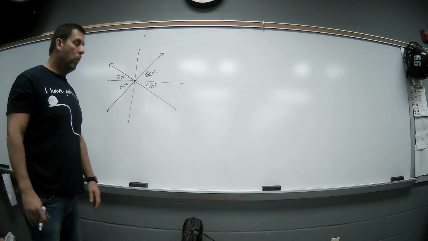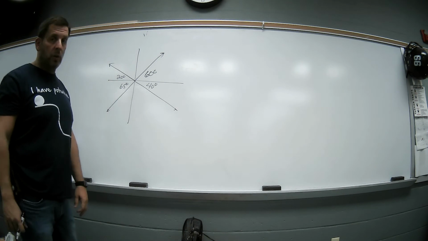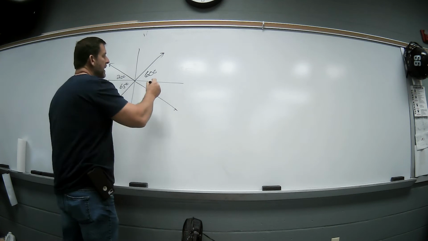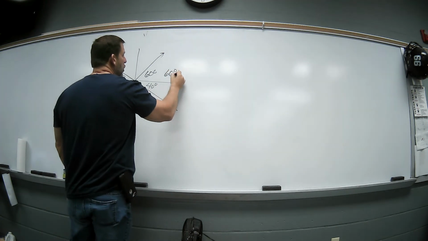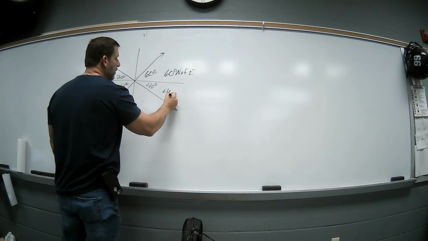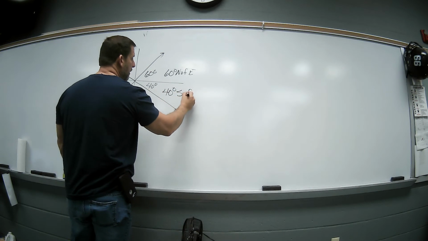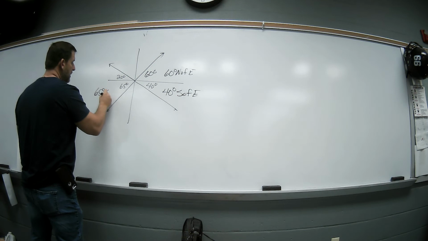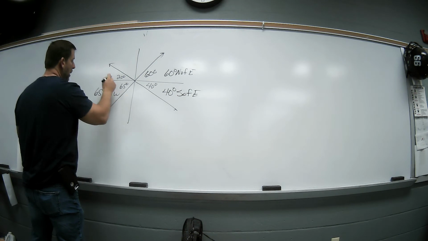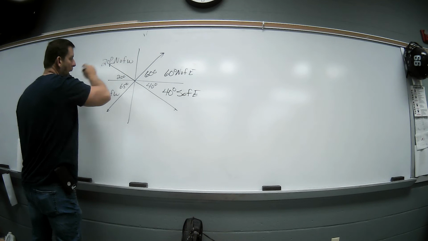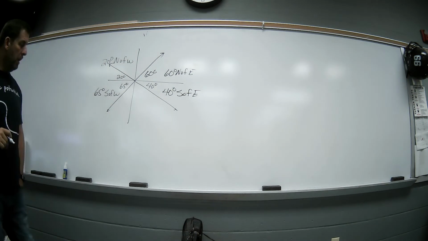Now, I want you to write the solutions to these. Here we go. I'm just going to do the standard one. 60 degrees north of east. This is 40 degrees south of east. This is 65 degrees south of west. This is 20 degrees north of west. Hopefully you got those right, okay?